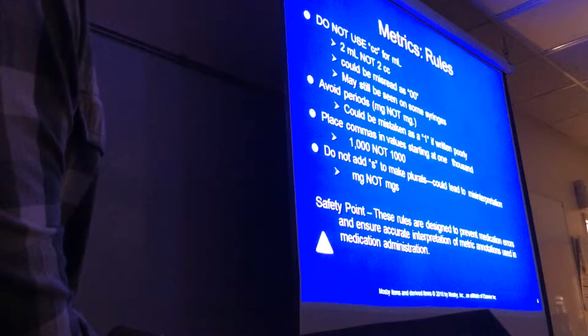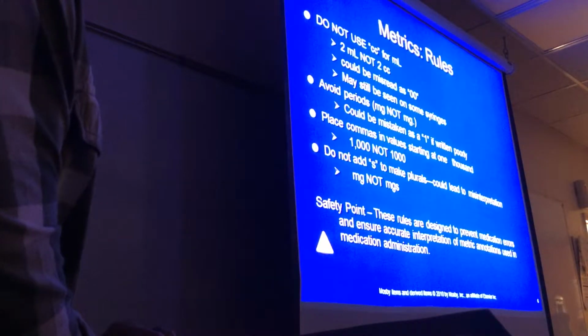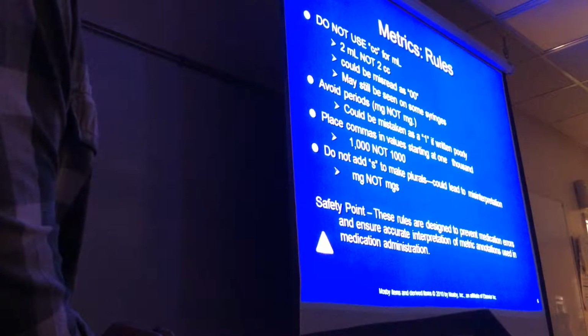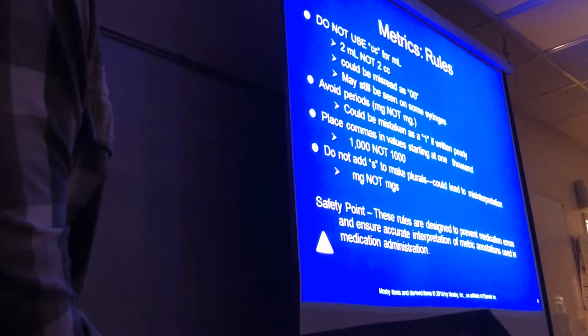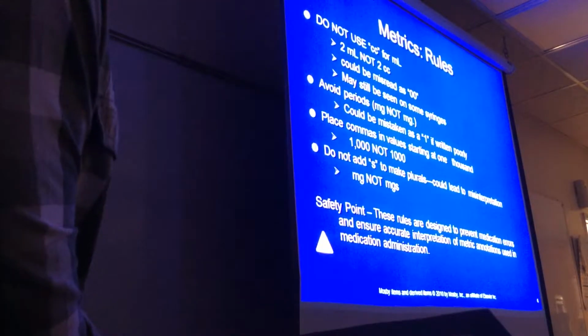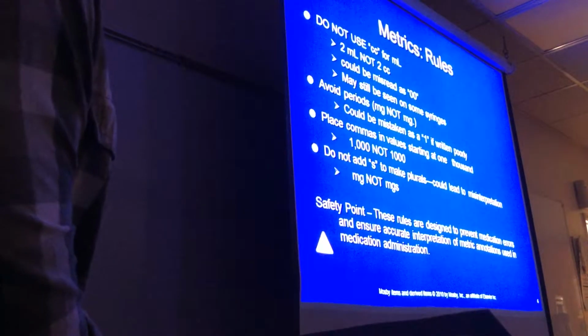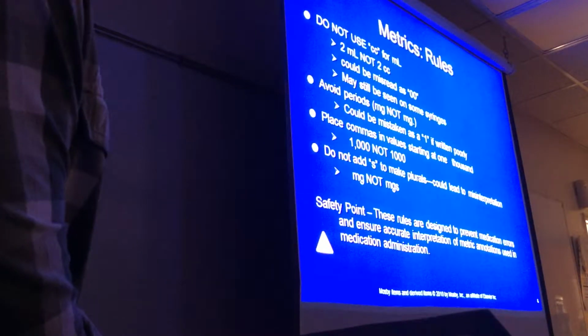Place commas in values starting at 1,000. So 1,000 is better than 1000. This is another point. I prefer to see commas in your homework, but there will not be points deducted if it's not there. Okay.